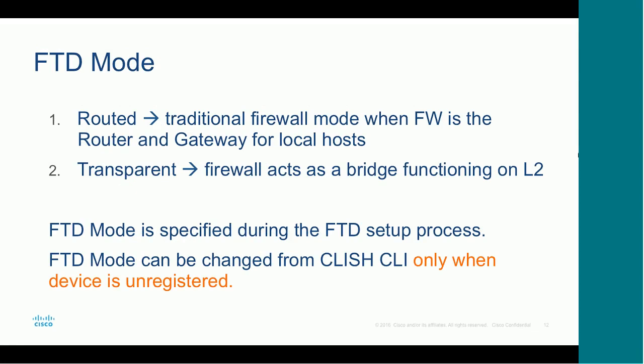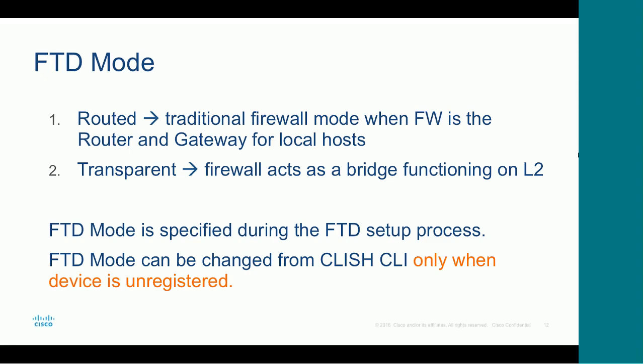So on Firepower Threat Defense, you have two options to configure FTD mode, which are routed and transparent. These modes derive from the classic ASA. Routed mode is a traditional firewall mode when the firewall is acting as a router and becoming a gateway for local hosts. You need to remember that each interface requires an IP address in a different subnet. You can describe it as a layer 3 deployment.